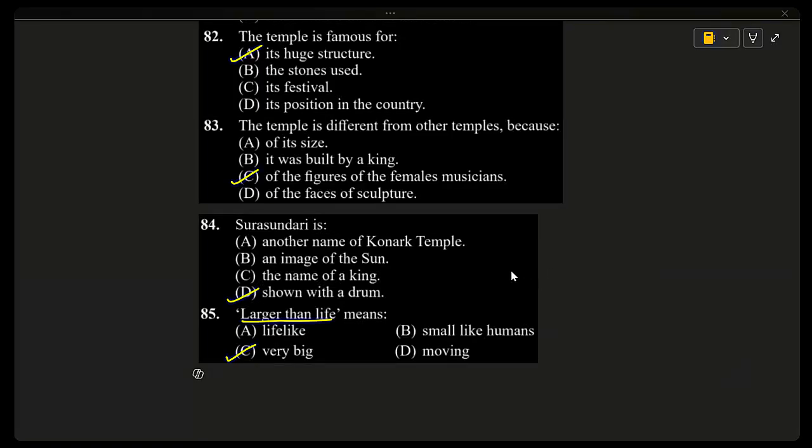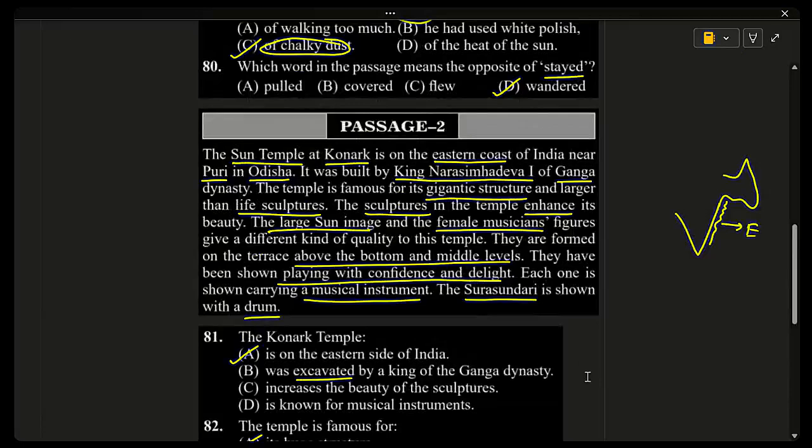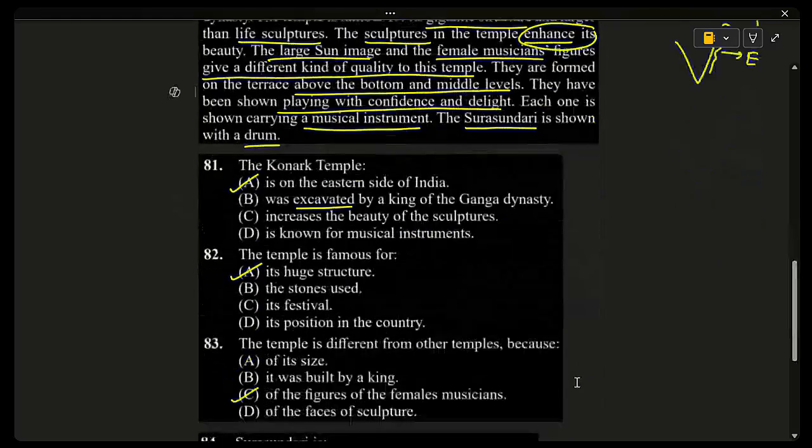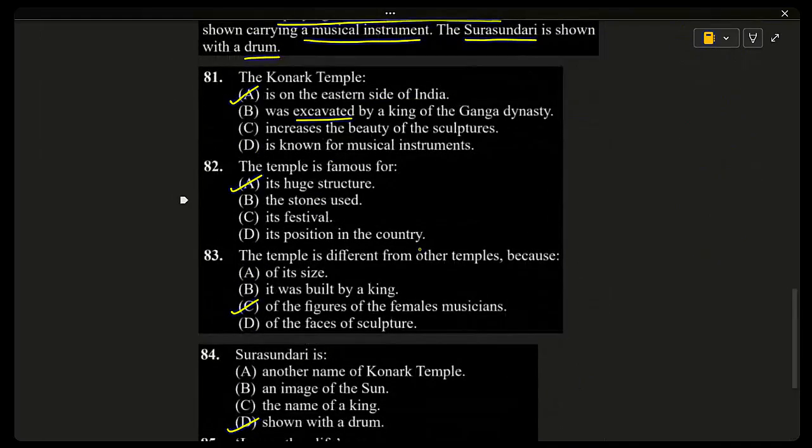Vedashree. Sir, I did not understand the 83rd question, sir. The 83rd question, they asked: the temple is different from other temples because, so why is this temple very special? Okay, they mentioned it clearly, let's go back to the passage and see. Here they have mentioned the sculptures in the temple enhance its beauty. The large sun temple and the female musicians figures gave a different kind of quality to this temple. That is what they are asking in this question. This temple is different from other temples. They said different kind of quality, that comes from the female musicians and the sun god image.